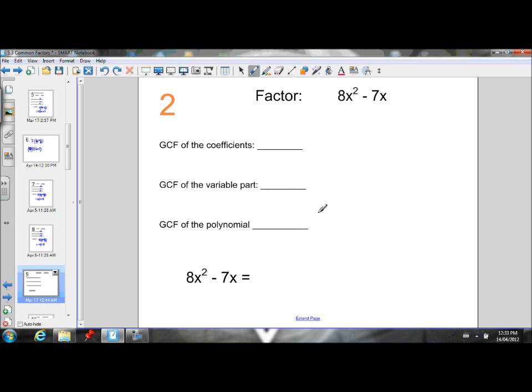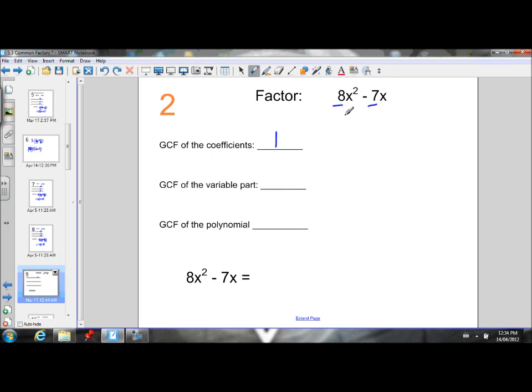Okay, let's try one where there is a variable common factor. So if I want the factors of 8x squared minus 7x, I need to first find the greatest common factor of the coefficients. Now, if you think about it, the greatest common factor of 8 and 7, there's nothing other than 1 that goes into both of those numbers evenly. So my greatest common factor of those coefficients is just 1.